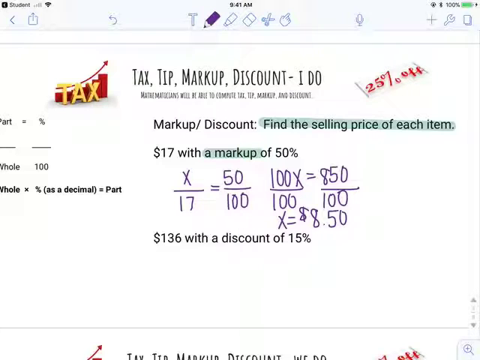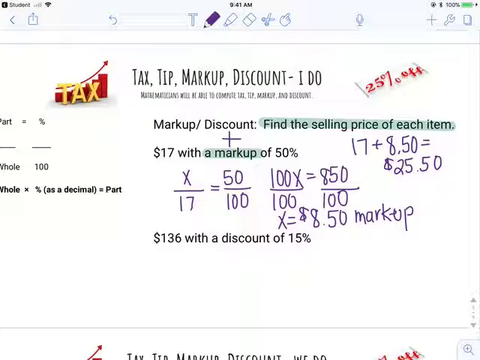Sorry, misreading. So I know my markup is $8.50, but I want to know the sale price. So I know markup has to tell me I'm adding to that price. So I'm going to take the $17 item. I'm going to add my markup value of $8.50, and that's going to tell me the total sale price is $25.50 right here.